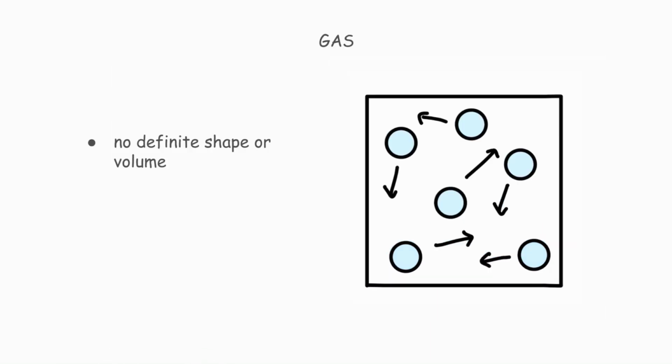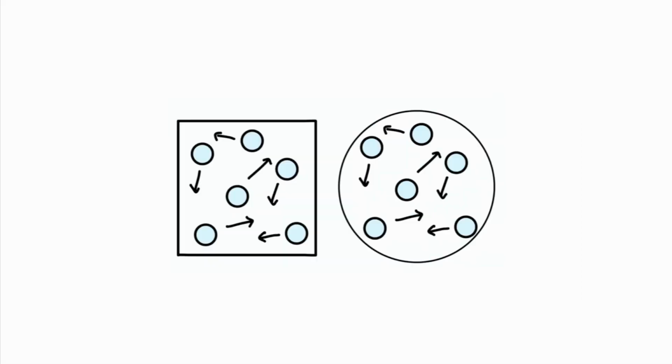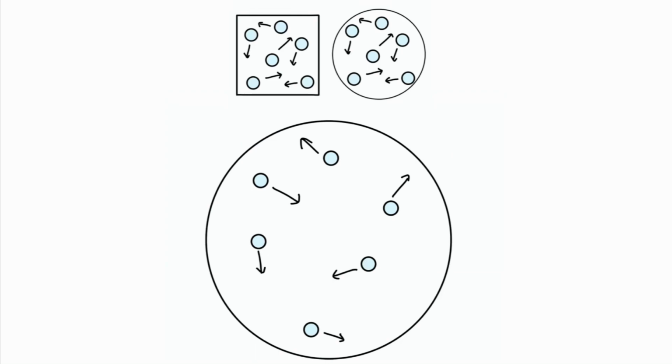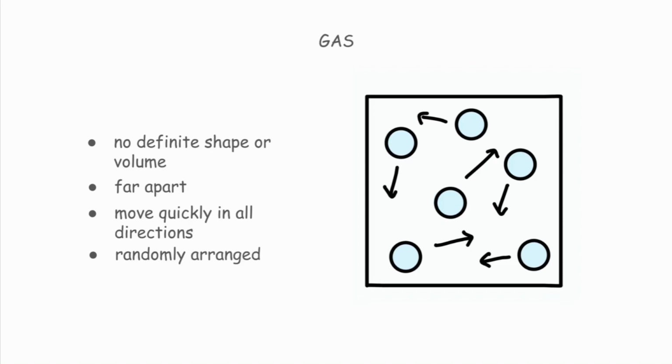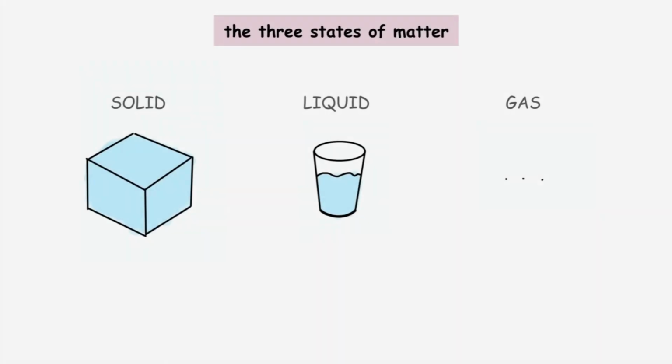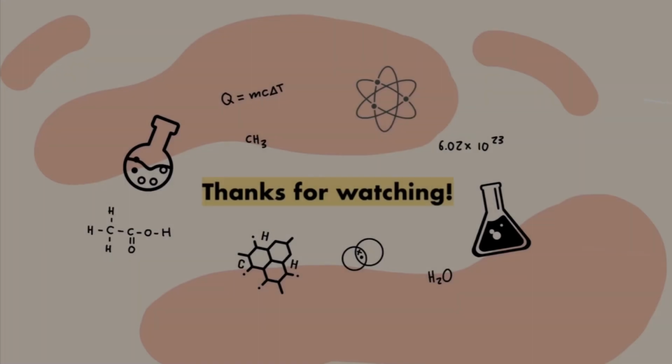Gases have no definite shape or volume. They take up the shape of the container they are in, and they can fill up any space. In gases, particles are very far apart from each other and are not touching. They move quickly in all directions because they have high energy and are very randomly arranged. And these are the differences between the properties of solids, liquids, and gases.